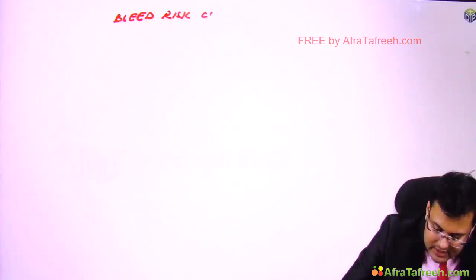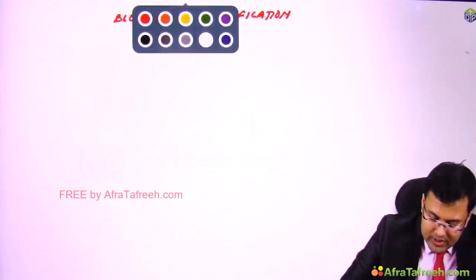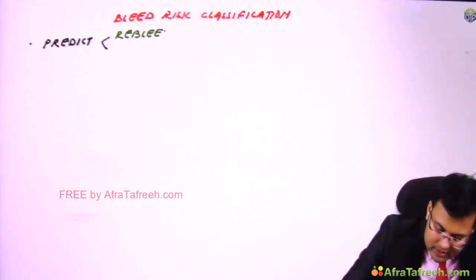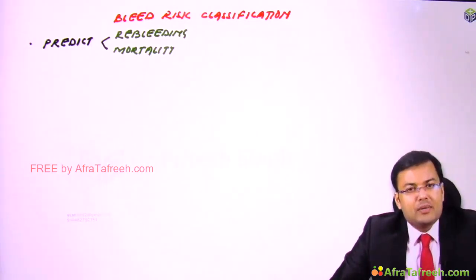Third important classification is bleed risk classification. So this is very important. Again, the use of this bleed risk classification is almost similar. It is used to predict the risk of rebleeding and mortality in patients of upper GI bleeding.